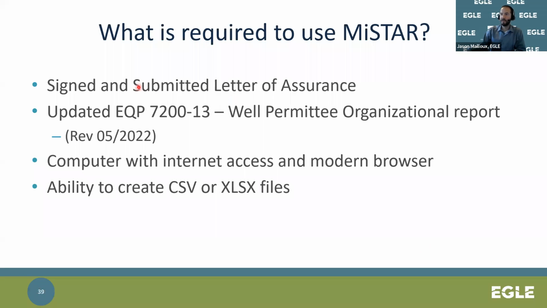So four things you really need. A signed and submitted letter of assurance, and this is very likely the first time you've heard that terminology, so we'll talk about really what that means. This is not new, but the form has been recently revised just in May to include a MiSTAR component. So we'll need a new well permittee organizational report.